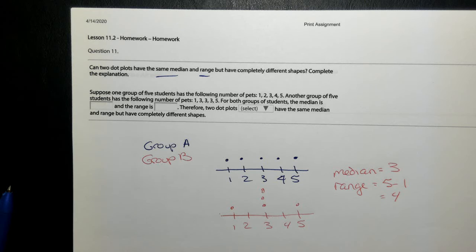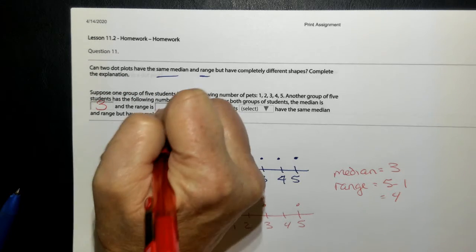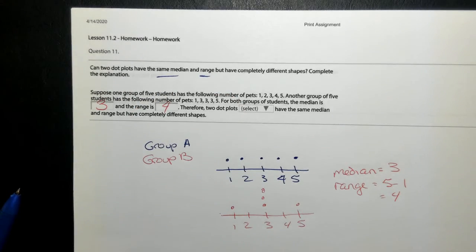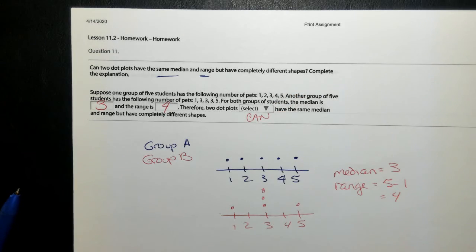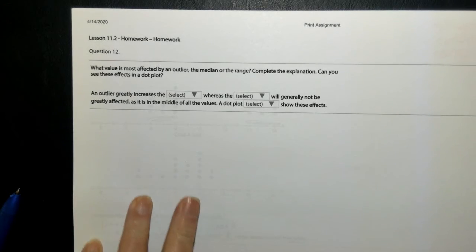So let's answer the questions. Suppose one group is group A and the other has group B numbers. The median is 3 for both, and the range for both is 4. Therefore, you can conclude that two dot plots can have the same median and range but have completely different shapes. So the median and range are two descriptions, but you do need the shape as well to complete the description of the particular dot plot.